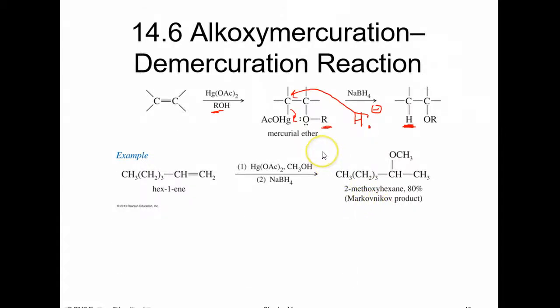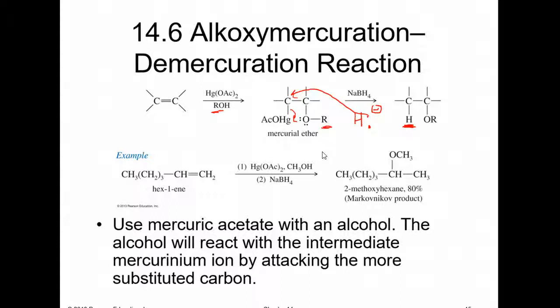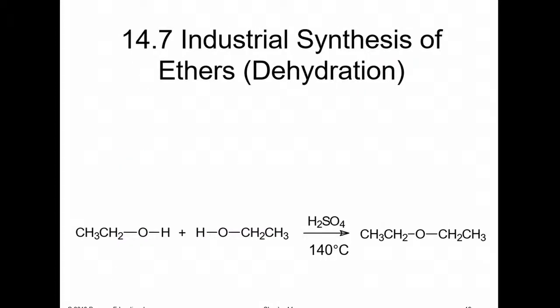Okay, so that was one of the reactions. And these will probably be the words. Again, I got this from the publisher, so I'm explaining it and not realizing what they've already said. So using mercuric acetate with an alcohol, the alcohol reacts with the intermediate mercurinium ion by attacking the more substituted carbon. All right, we already got that.